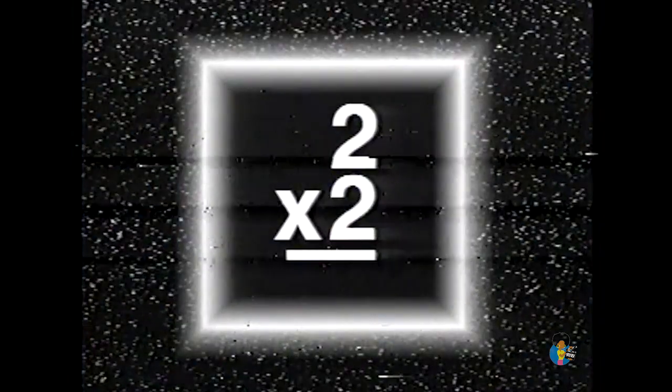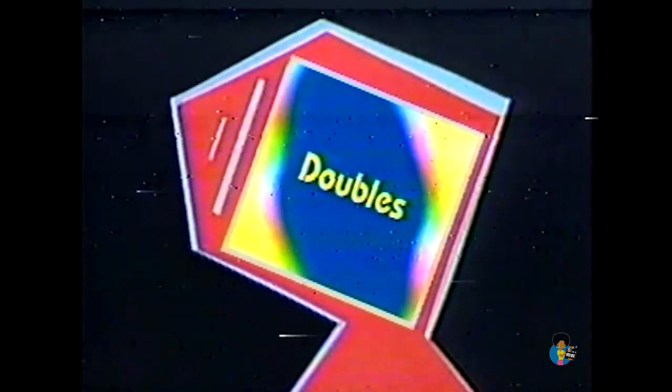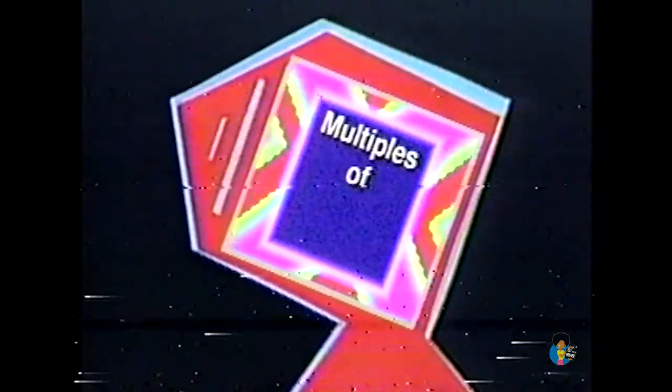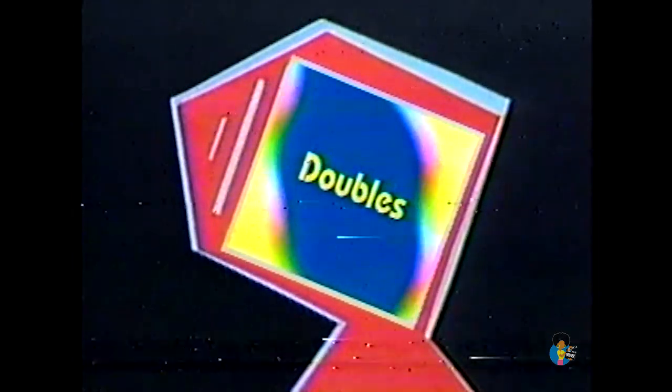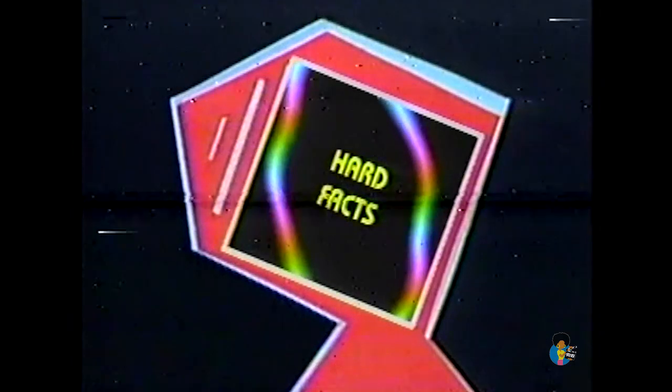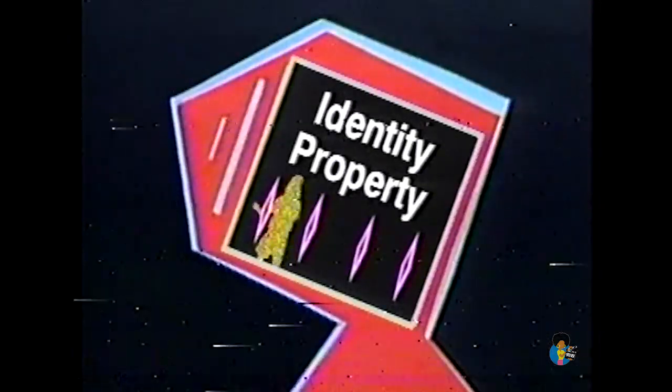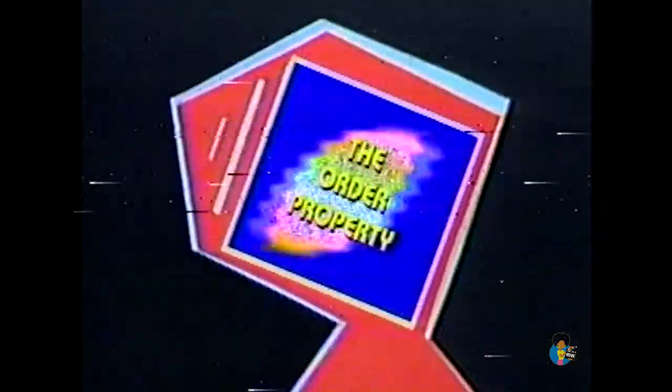Now that we've traveled through the world of multiplication, I wonder, do you remember each application? When we shout out 2 factors, say what strategy applies. Here we go. Give it a try. 6 times 0. Zero property. 2 times 2. Square numbers and doubles. 4 times 5. Multiples of 5. 9 times 7. Times 9. 8 times 2. 3 times 8. That's a hard fact. 7 times 1. Identity property. All factors. Order property.